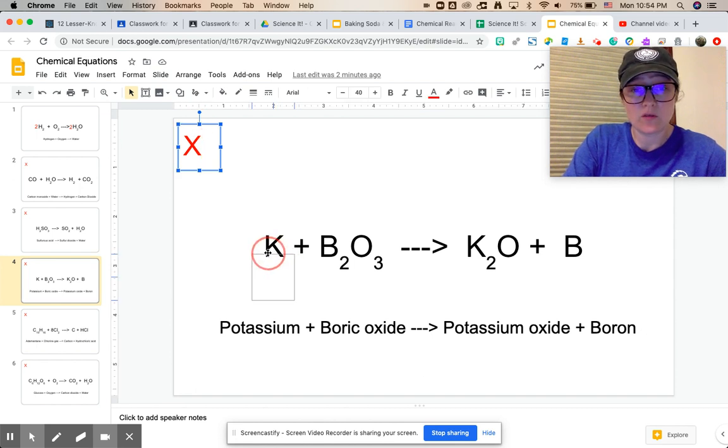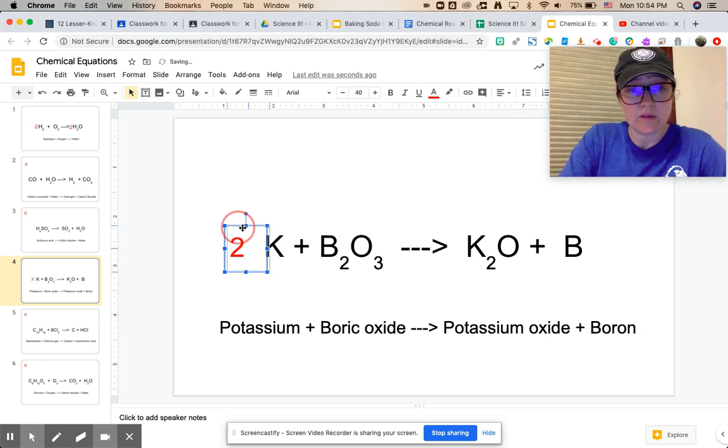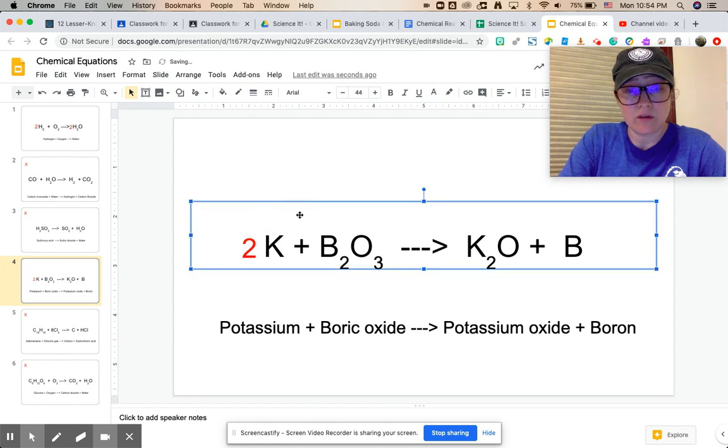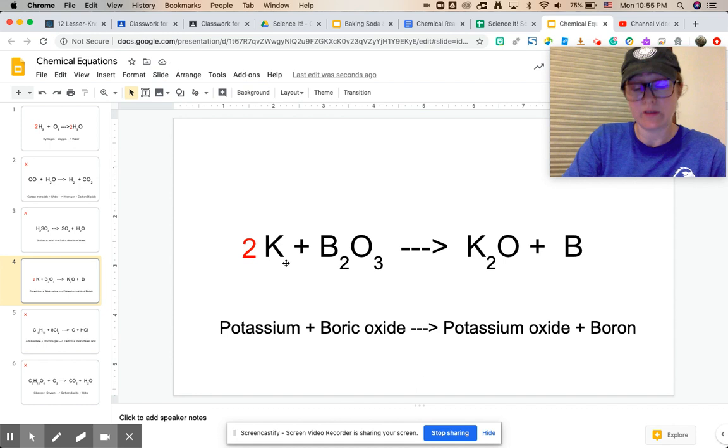Sometimes you go back and forth and back and forth. I'm not giving you any super crazy hard ones because this is brand new and this is actually sophomore year chemistry. But you are all very smart people, so you can totally do this. Anyways, now I have 2 potassiums, 2 potassiums. Great. All right, borons. Here I have 2 borons, but over here I only have 1 boron.